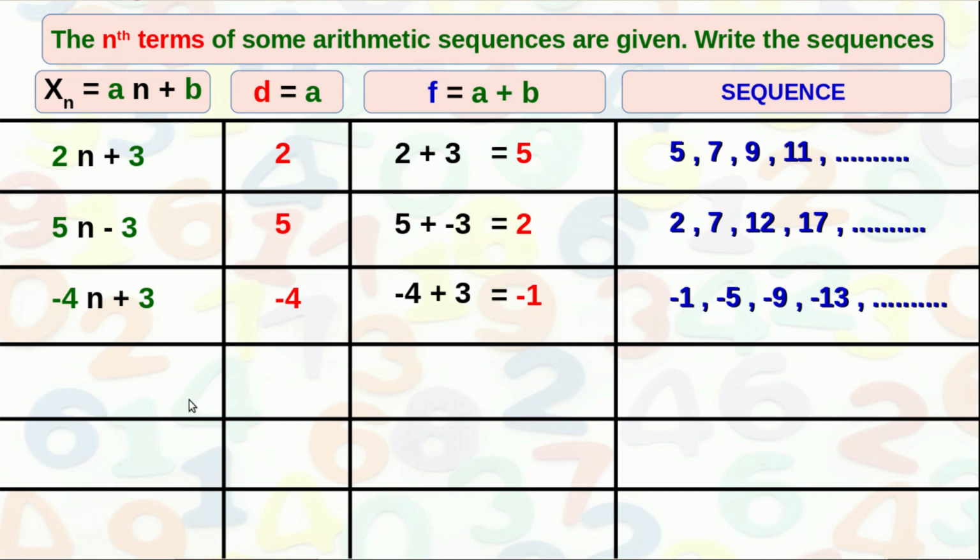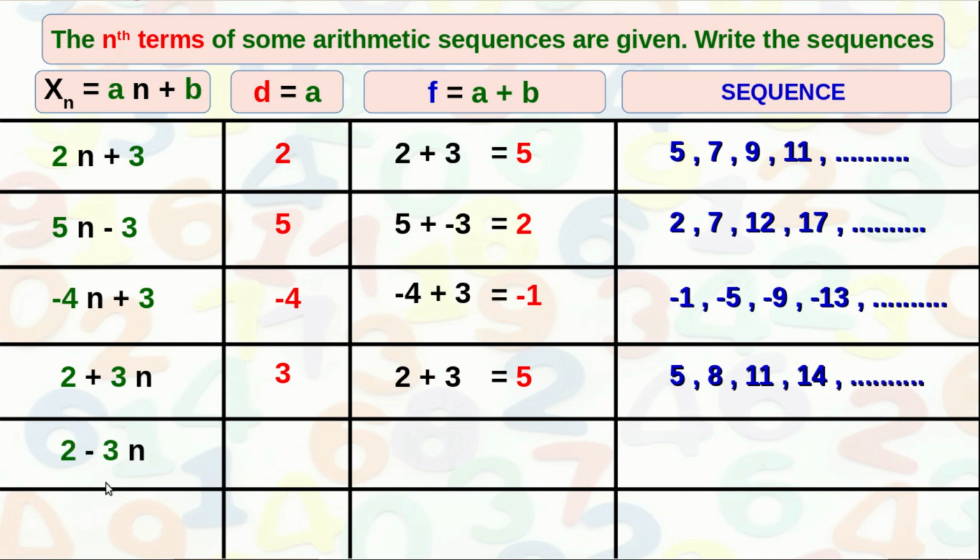The next nth term, 2 plus 3n. Here the term with n is the second term, and what is the coefficient of n here? Coefficient of n is 3. Therefore, the common difference is 3. First term a plus b, or the sum of the coefficients. The coefficients are 2 and 3. Therefore, first term is 2 plus 3 equal to 5. The sequence is 5, 8, 11, etc.